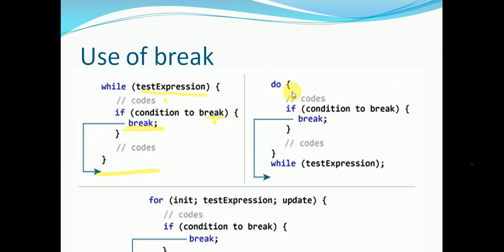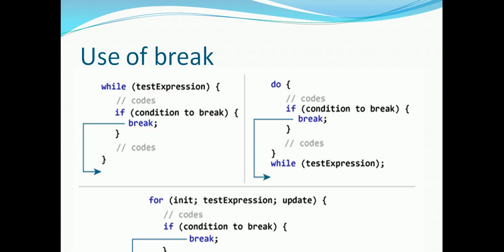Similarly in the do while also, some code is executed the first time, and again the condition is tested. If the condition is true, then break will be done and control comes out of this loop. If the break is not done, that means the condition is false, so the code will be executed. If true, control comes out of the loop. If false, control executes the respective code. This is the difference between continue and break statements.